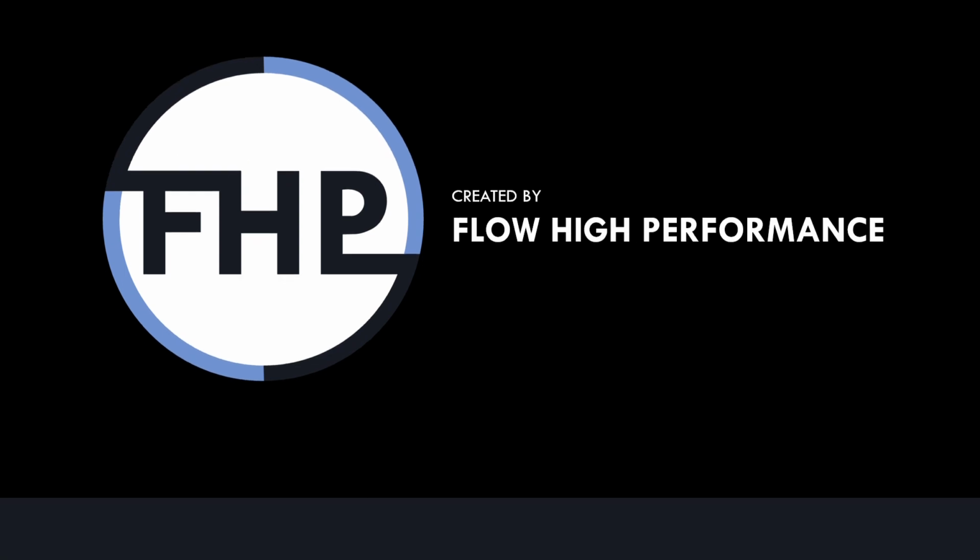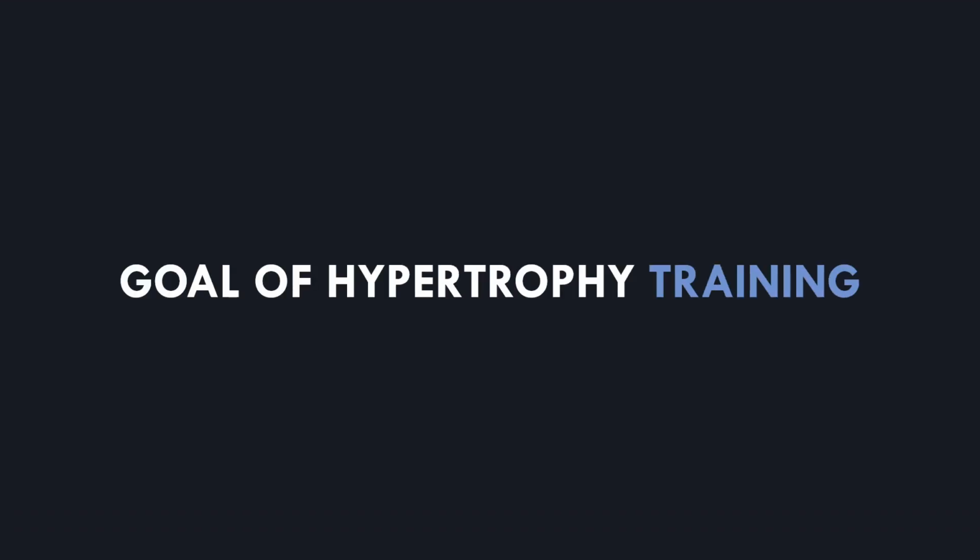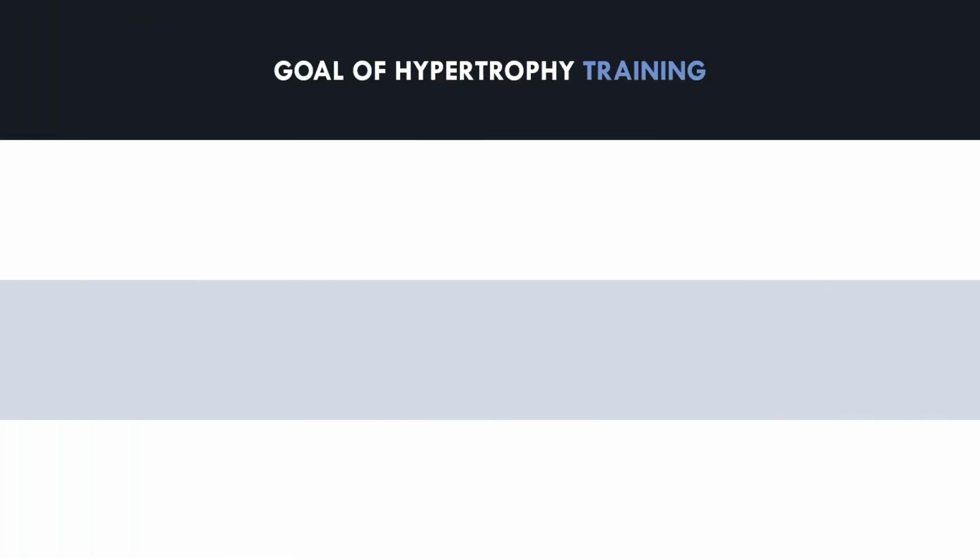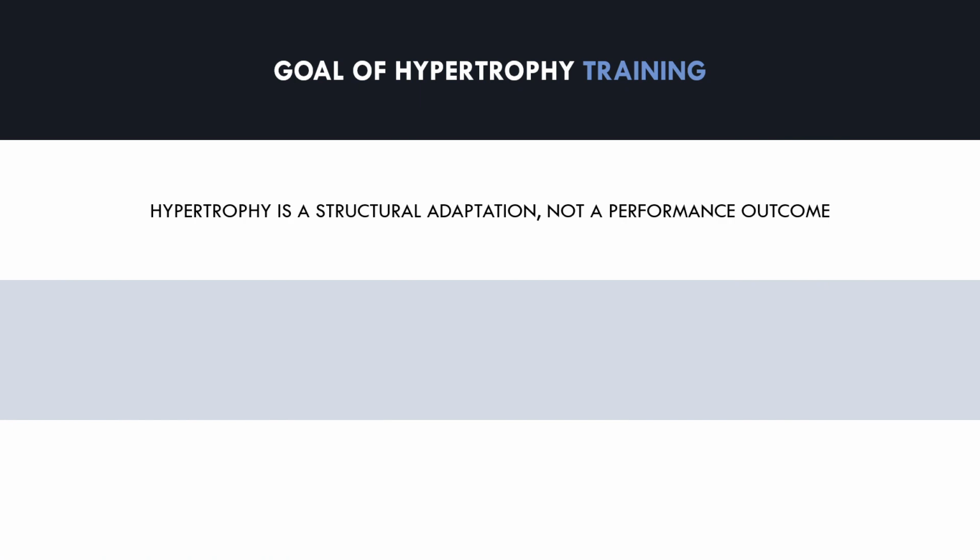First and foremost, we need to understand what exactly the goal of hypertrophy training is. Obviously, the outcome goal is to increase muscle size, but what is the goal for each individual rep, set, and training session? Essentially, hypertrophy is a structural adaptation, not a performance outcome. So the goal is not necessarily to lift as much weight as possible, it is to provide a stress to the target muscle in order to disrupt homeostasis and ultimately grow in size.